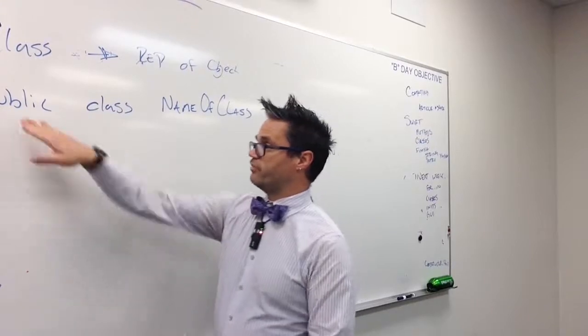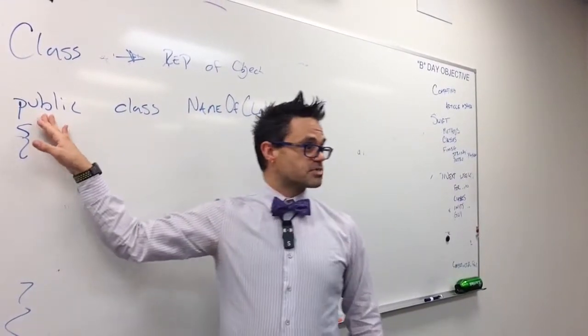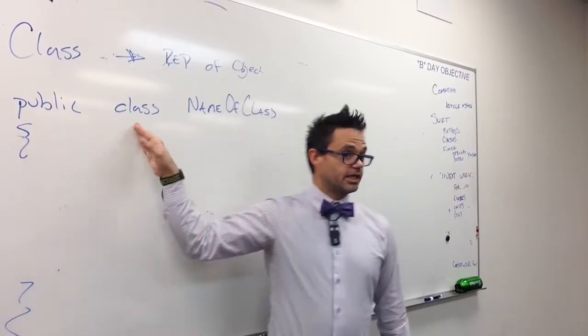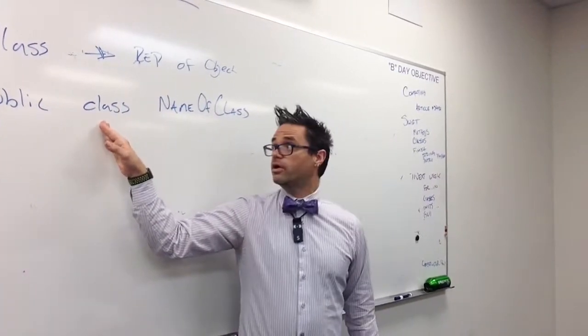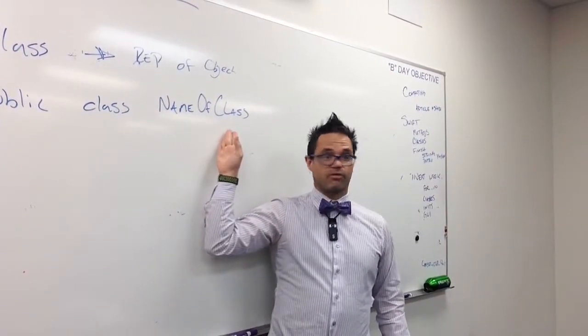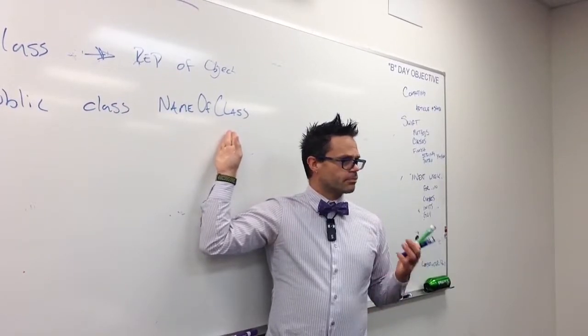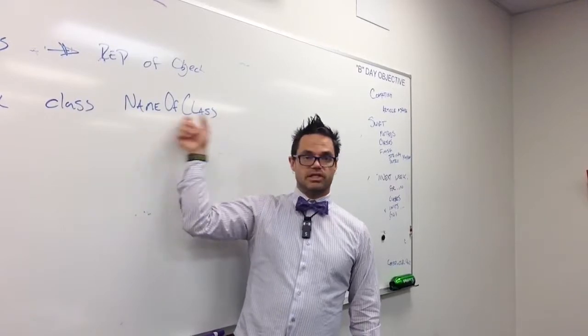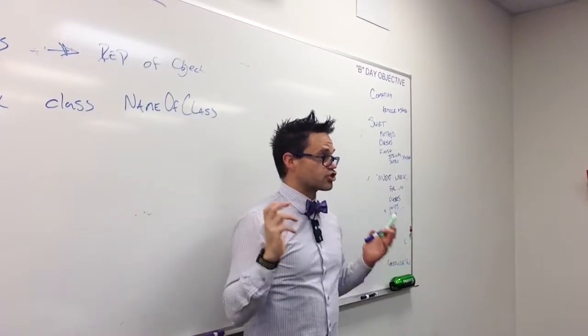Again, we have the visibility for the class, which for us most of the time is 99-ish% public. The keyword class is always there, followed by the name of the class. And again, the name reflects what it is, what it does. That's an easy, quick way to remember. It's just a nice description.